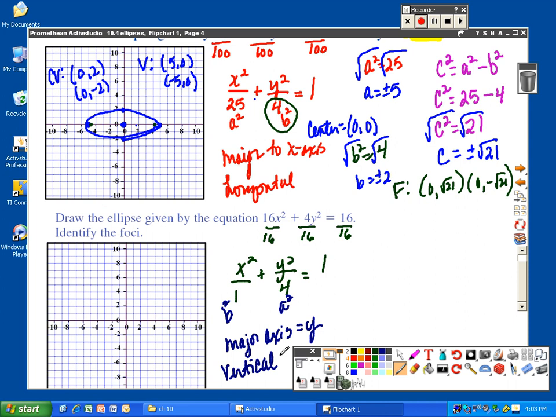So my center, x minus 0, y minus 0. 0, 0. So plot your 0, 0. A squared is 4. So that makes a plus or minus 2. So since my major axis was y, that means I'm moving up and down, up and down 2 from the center. Up 2, down 2. My vertices are 0, 2, 0, negative 2.